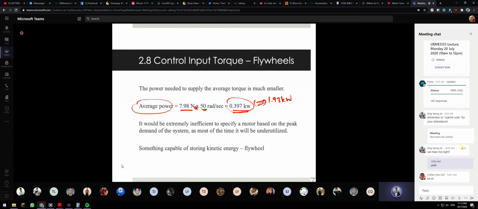So it would be extremely inefficient to specify a motor based on the peak power of the system. You can check a motor of 0.4 or 0.5 kilowatt compared to 2 kilowatt, so the price is not just times 4. And also if you size a 1.93 kilowatt motor, the energy consumption from the motor is also higher. So one way to solve it is to use a kinetic energy storing device, which we call the flywheel.